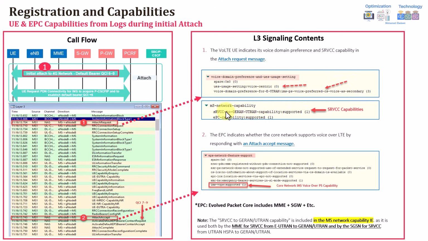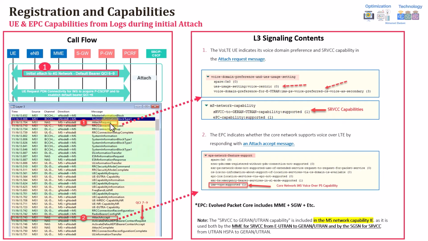This message is the UE telling the core network about its own capability. It's telling them, yes, I'm supporting this service, for GERAN and UTRAN. The capability is being supported. So it's telling them its capability.